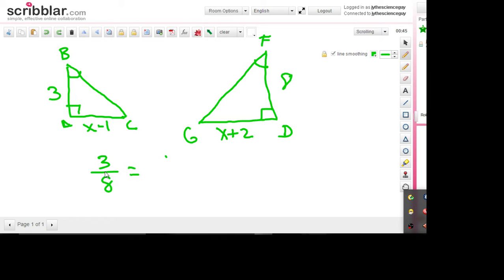Okay, now, what side is in the same triangle as 3? Because that's the number that goes there. Oh, so you can see it now. What goes on the bottom? X plus 2.